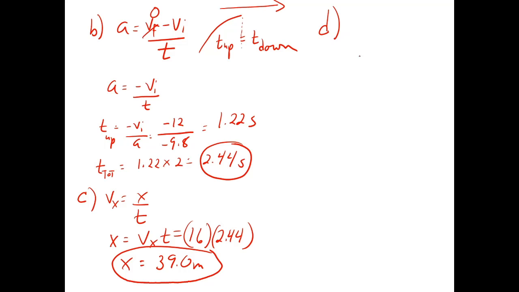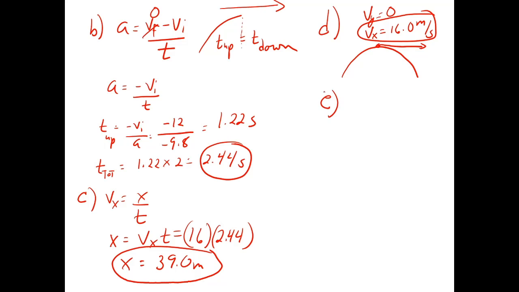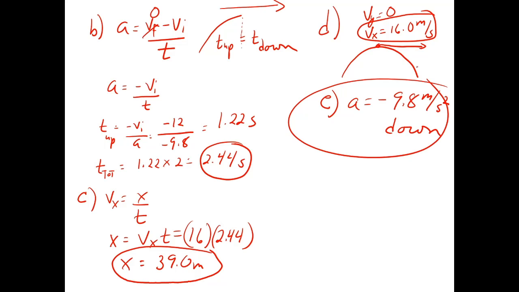Now D says, well, what's the velocity at the highest peak, at the peak here? At the peak, Vy is 0. It's not going to go up any higher. You know, football only goes so high. But it's important to remember that it's still moving horizontally. So it does have a horizontal velocity. Its velocity is 16.0 meters per second, or we might even say 16.0 meters per second i. And then E wants the acceleration. Well, we can't turn off gravity, so the acceleration is negative 9.8 meters per second squared.